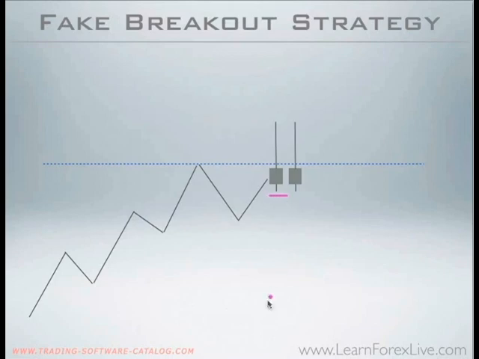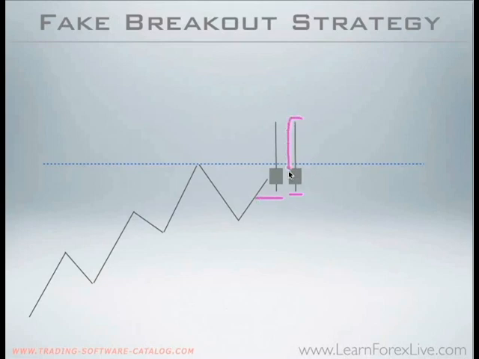You are still okay to keep that sell stop order in place. Once that second hammer closes, what you want to do is simply readjust your entry and place it 5 pips below the second hammer. All right, just like that. 5 pips below the second hammer. You're doing nothing but simply readjusting your entry point.